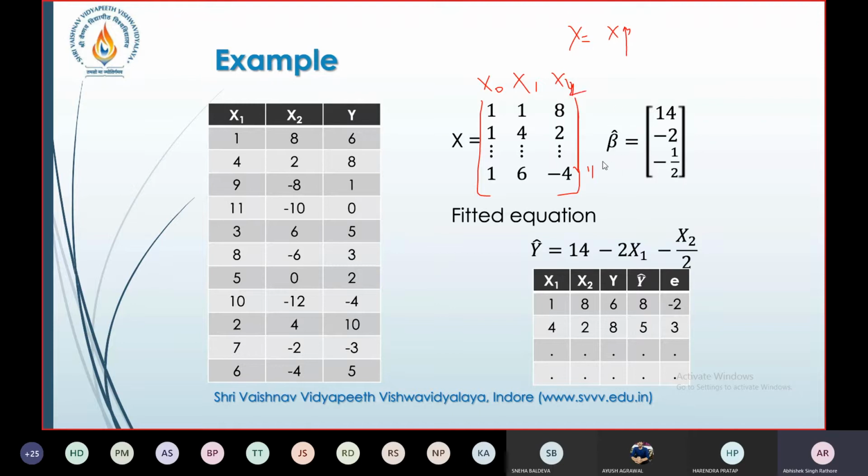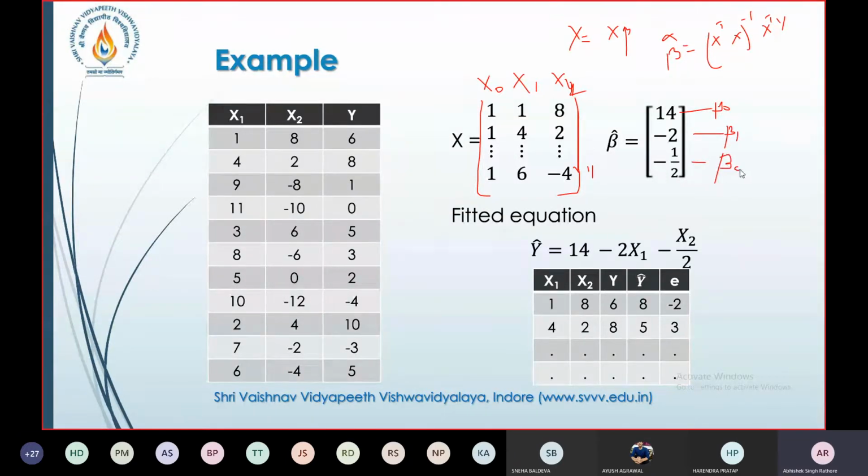Fine. Now I made some computation and solved my matrix. This is how I calculate my estimated beta. This is just matrix multiplication. I calculated my beta as x transpose x whole inverse into x transpose into y. So this is how I calculated my beta. I have 3 betas: this is my beta naught, this is my beta 1, and this is my beta 2.